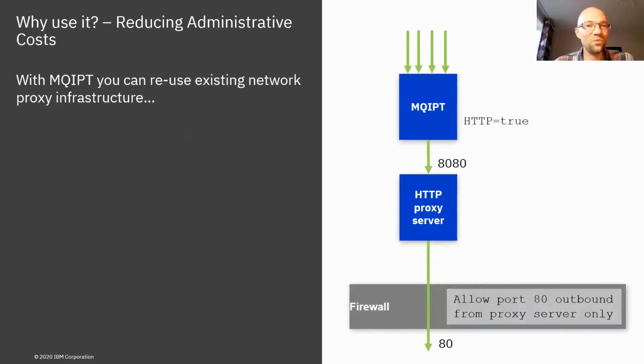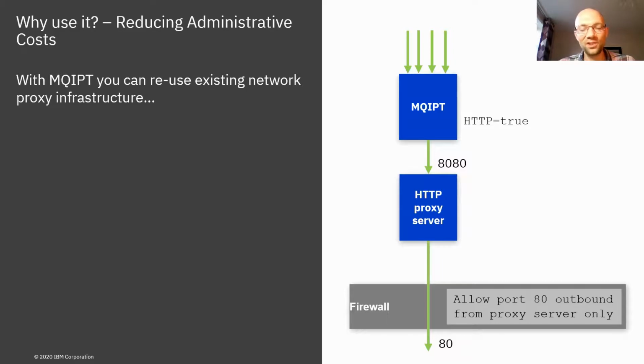And very similarly to what I've already shown in the last couple of slides, you can reuse existing network infrastructure to make connections going through MQIPT. I showed fairly early on in the presentation how MQIPT is able to wrap an MQ connection in HTTP and also use an HTTP proxy server. You might already have one of those in place to go, say, outbound from your environment out to the internet, and that proxy server will more than likely be allowed to connect out through the firewall, probably on a specific port.